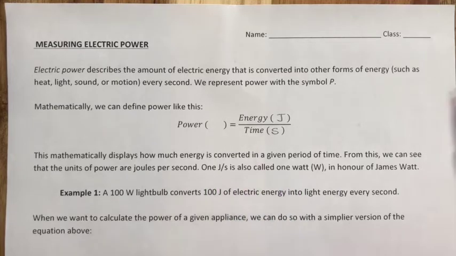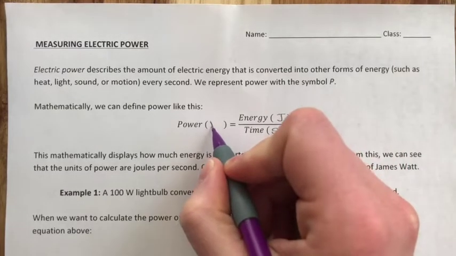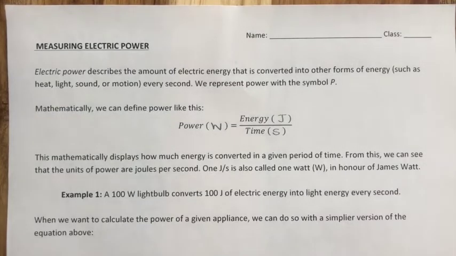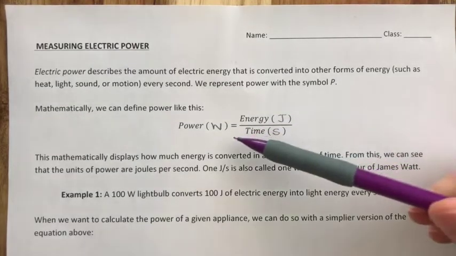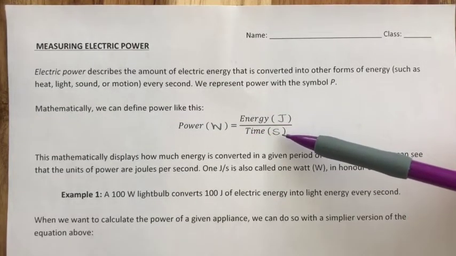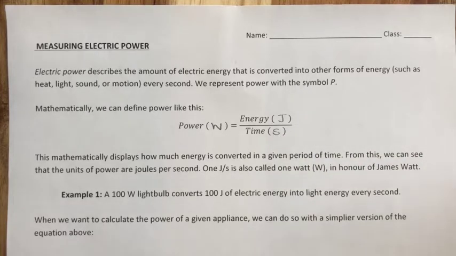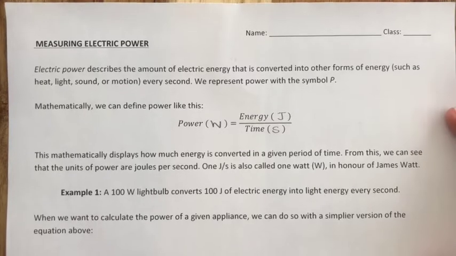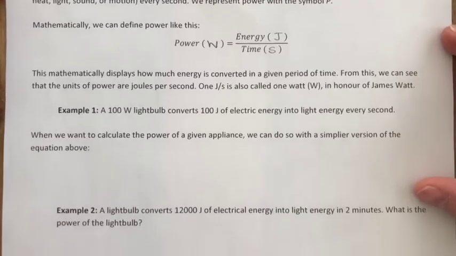One joule per second is also called one watt. So that is the unit that we use for power, a capital W. Capital W, capital J, and time is obviously a lowercase s. Watts were named after the guy who invented all of this, whose name was James Watt. So we're going to talk about how we actually use these in calculations.